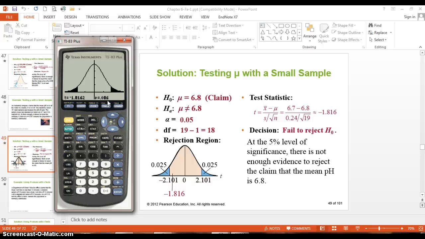So like I said, you have two approaches that you can use to determine whether or not to reject H0. Personally, I would use the graphing calculator either way, but I think the p-value approach is pretty simple to do because it's pretty easy to compare a decimal to another decimal.